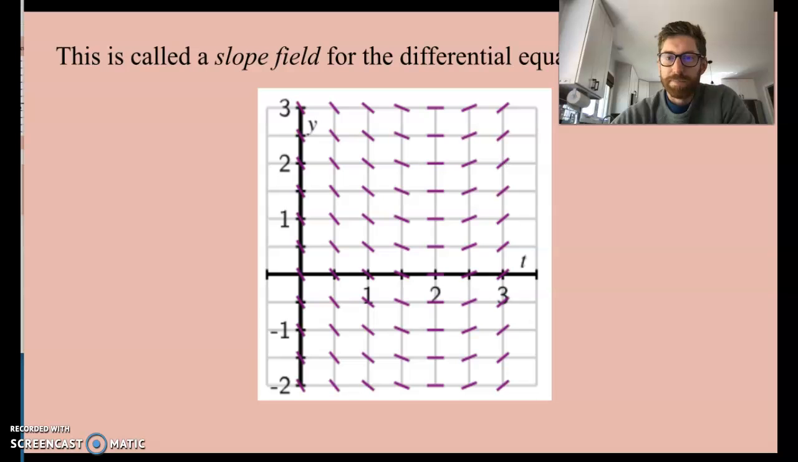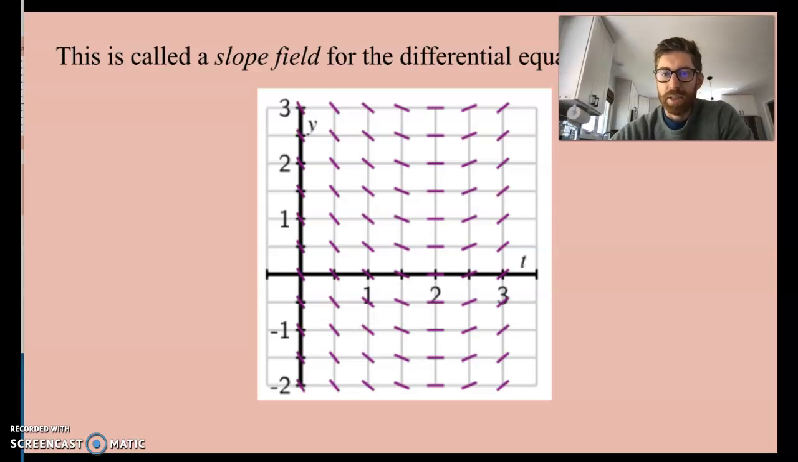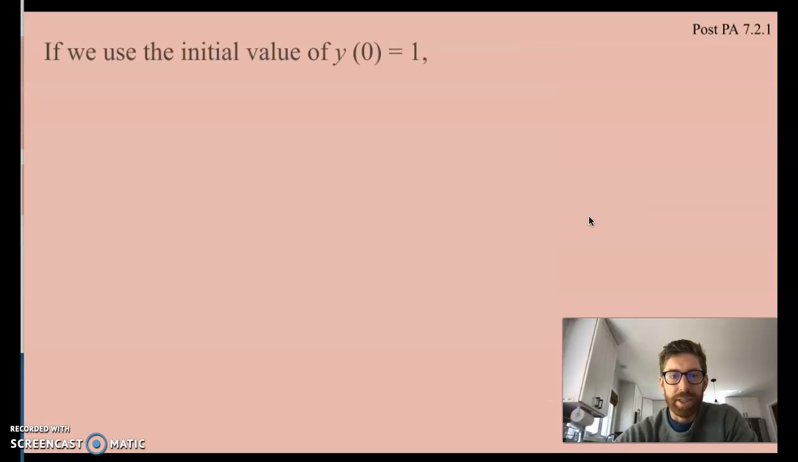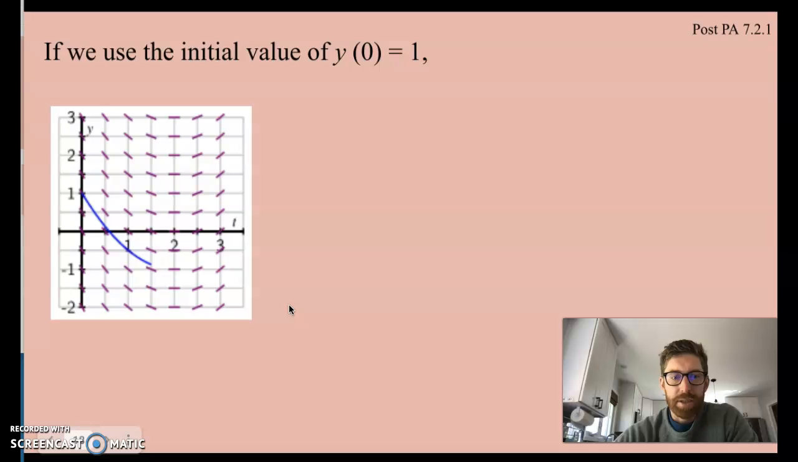So watch this. This is called a slope field for the differential equation. What we can do is give you a point, and that point anchors your function. So if I said, hey, y of 0 is equal to 1, so when t is 0, y is 1, that's going to give you this slope field. And then you can kind of connect the dots.